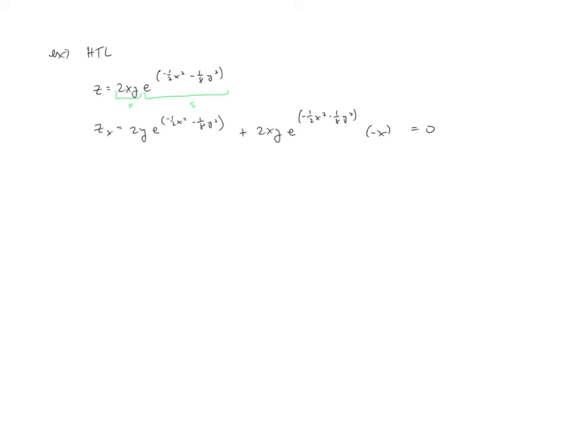So that can go away. And then that's the case with all exponentials like this. So don't be afraid of them. Just divide them off. And when we do this, then it looks a lot nicer. We get a 2y minus 2x squared y equals 0.